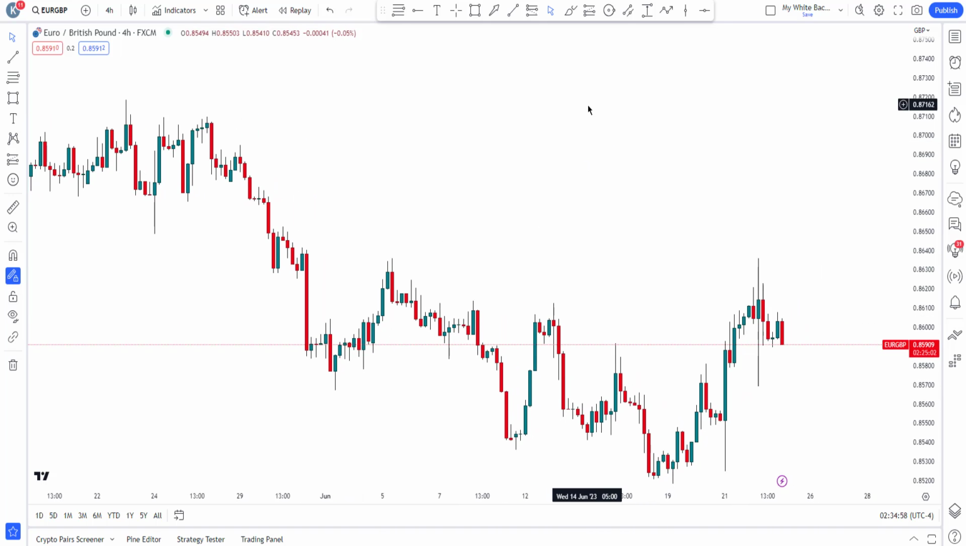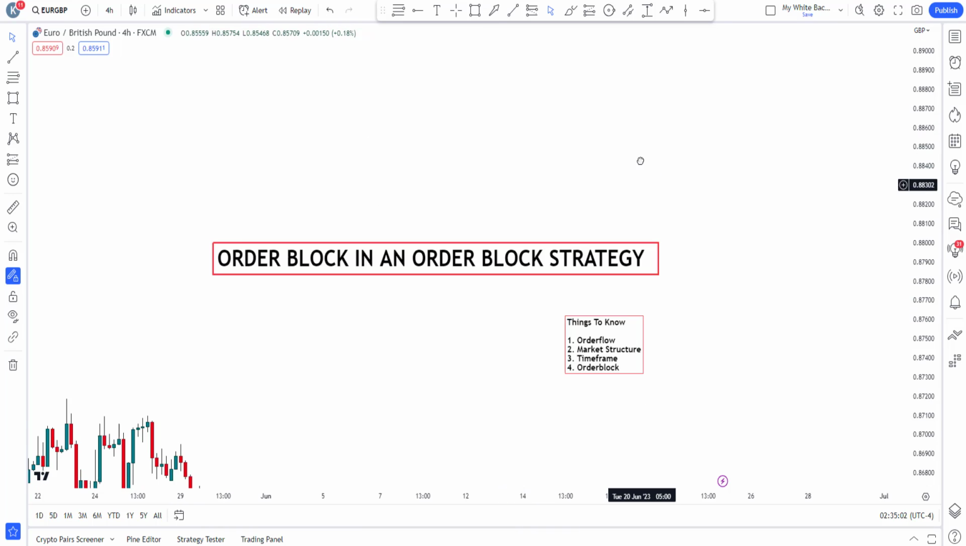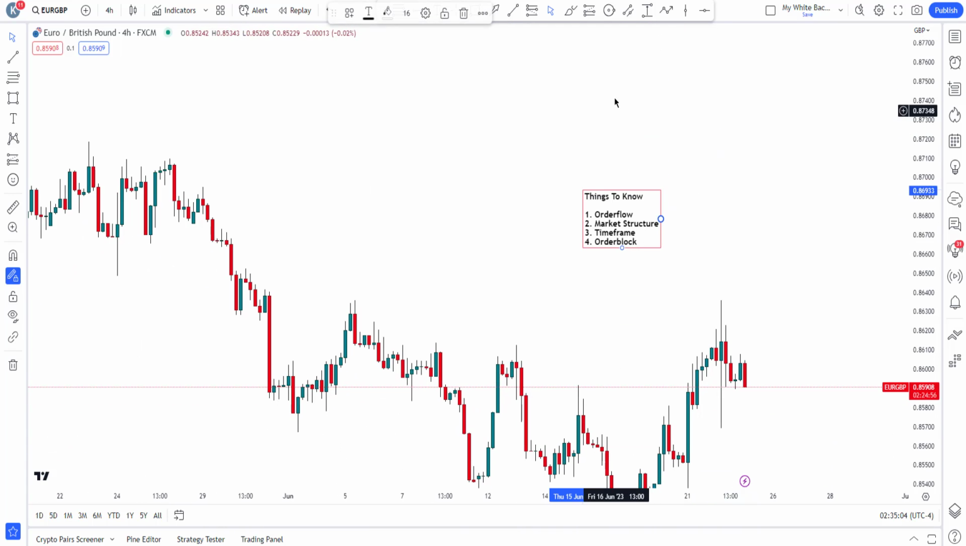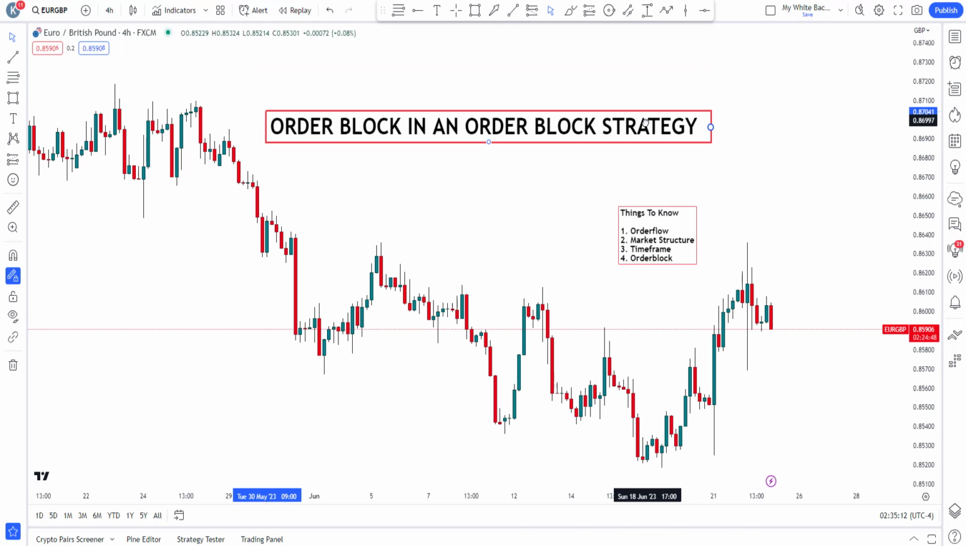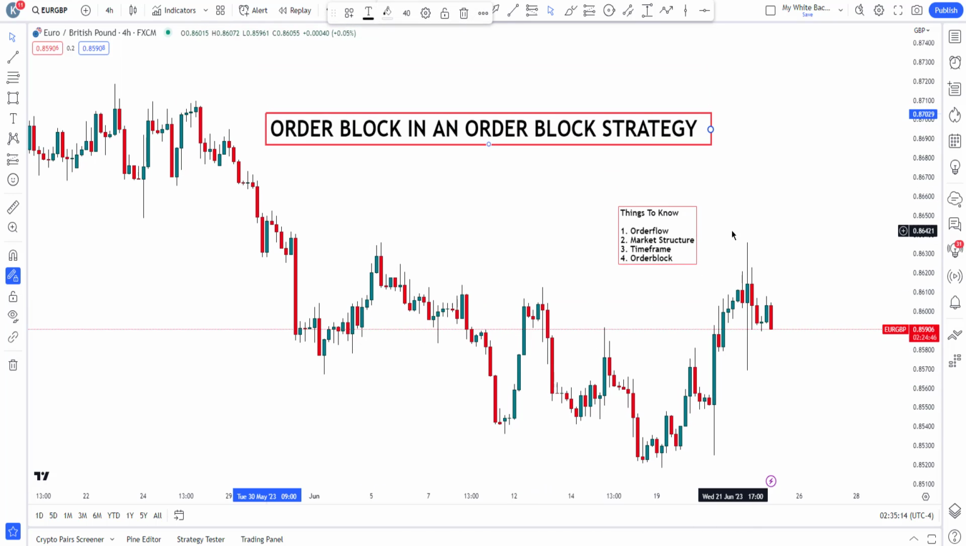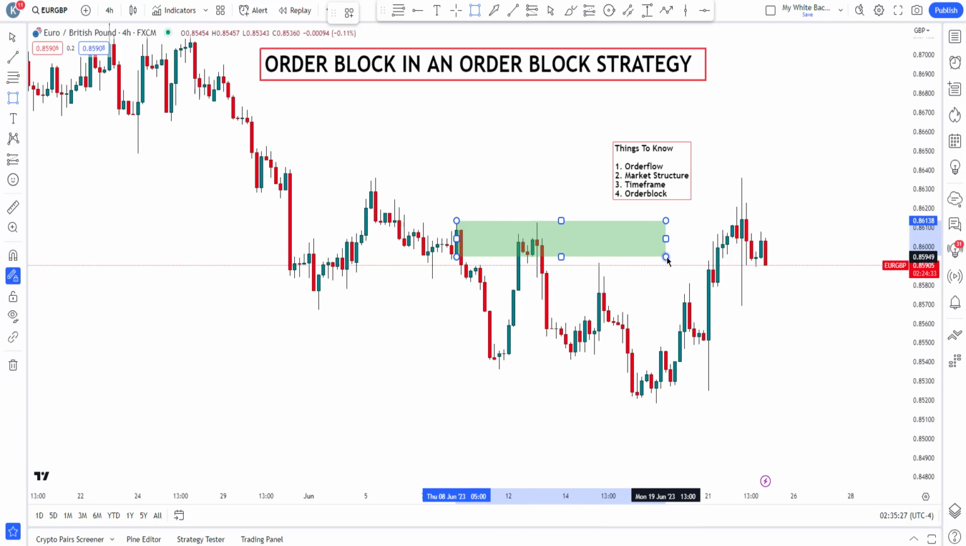So let me show you how this strategy works in this simple chart pattern that we have. Let me bring this closer. Now you will find an order block in a downward movement like this. You're going to find a bearish order block because you are in a bearish market. So let me just give you an example with this particular order block. This place, this is a bearish order block.